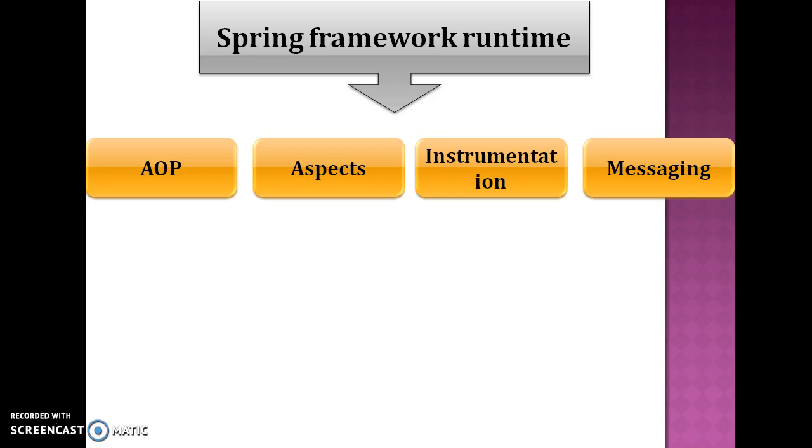STOMP is a simple text oriented messaging protocol that was originally created for scripting languages such as Ruby, Python, Perl to connect to the enterprise message brokers. The messaging module provides support for STOMP as the WebSocket sub protocol to use in applications. It also supports an annotation programming model for routing and processing STOMP messages from the WebSocket clients.